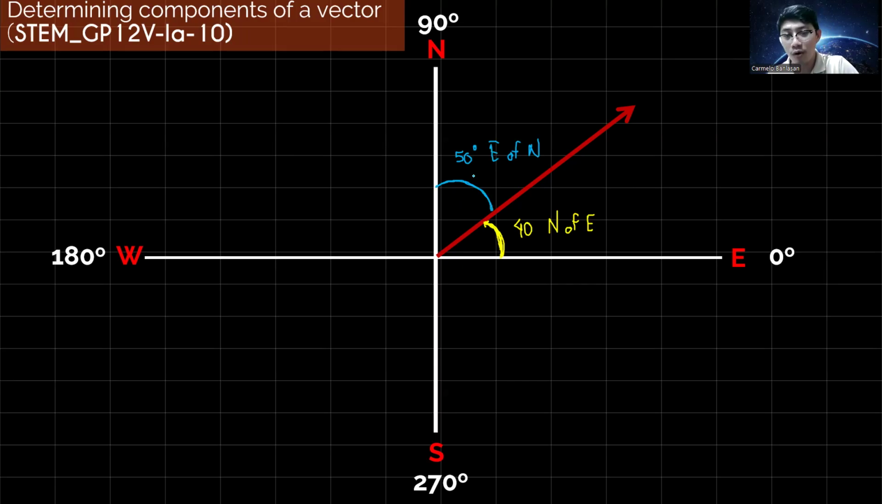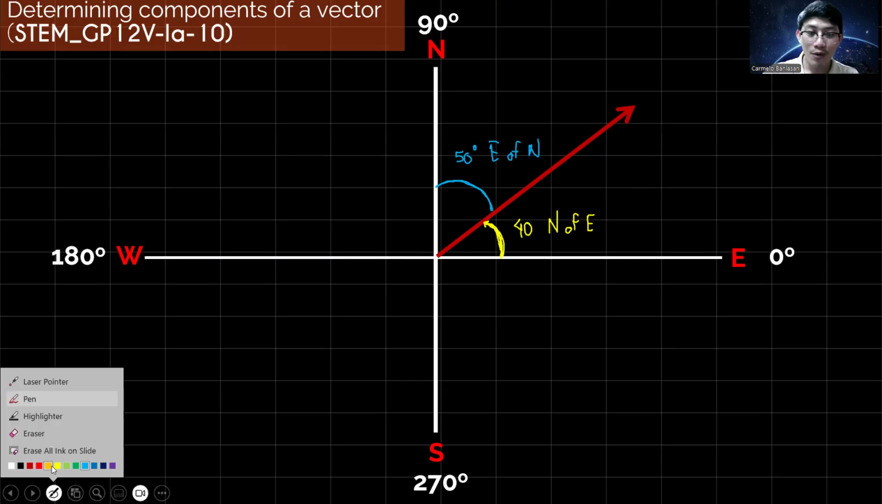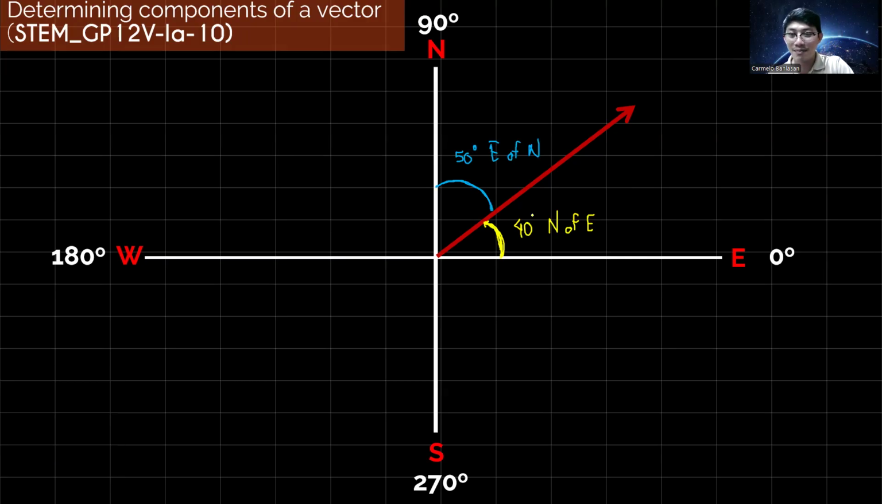Notice that if you add both, 50 plus 40, that gives us 90 degrees because that's the total angle in one quadrant. So if I say 40 degrees north of east and you say 50 degrees east of north, we are just describing the same direction. If I ask someone to go 40 degrees north of east, and you ask someone to go 50 degrees east of north, at the end of the day, they will just arrive at the same place. You are just describing the same direction.